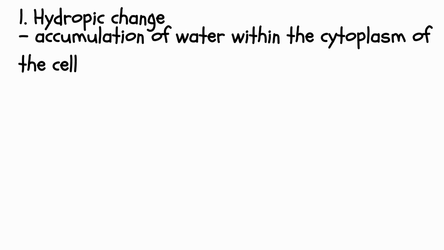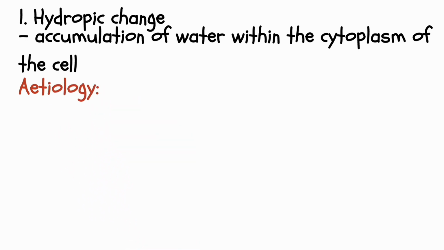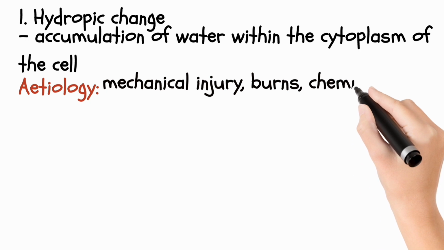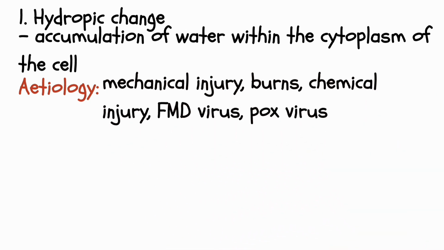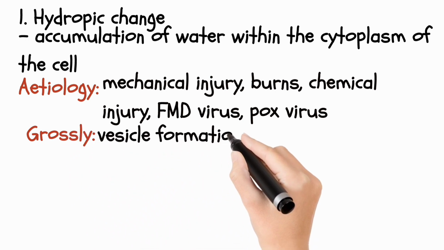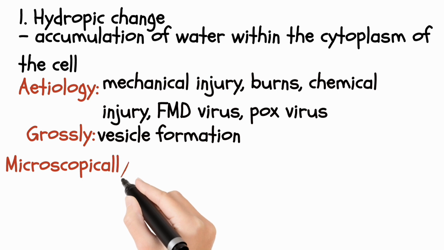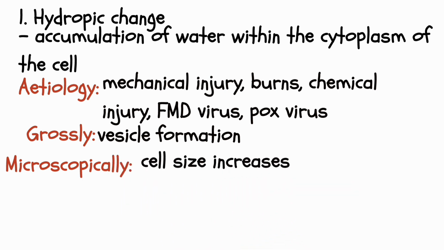Hydropic change can be seen in the epithelium of the skin and mucous membrane of the body. Etiology of hydropic change: it can be caused by mechanical injury, burns, chemical injury, infections caused by viruses like foot and mouth disease virus, pox virus, and so on. Grossly, there is vesicle formation. There's also accumulation of fluid under the superficial layer of the skin or mucous membrane. Then microscopically, the cell size increases due to accumulation of clear fluid in the cytoplasm of the cell.